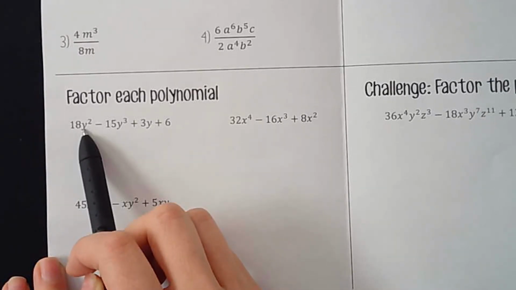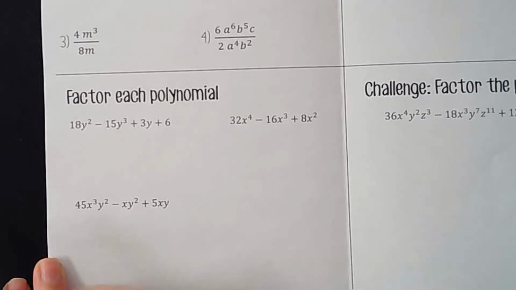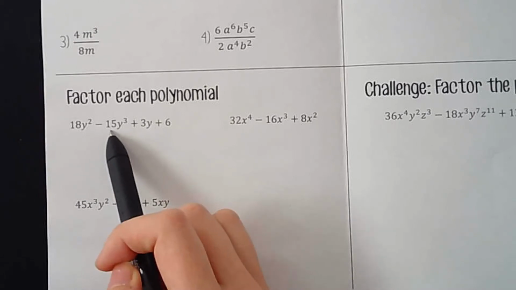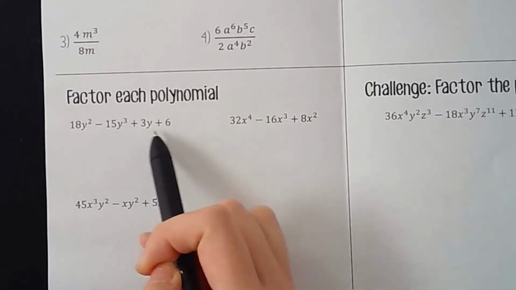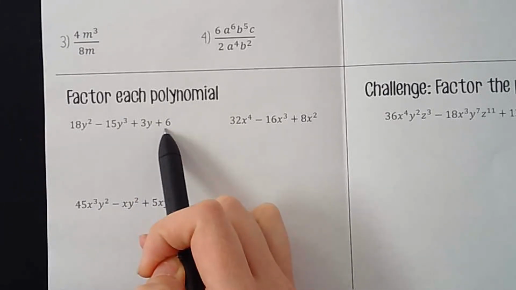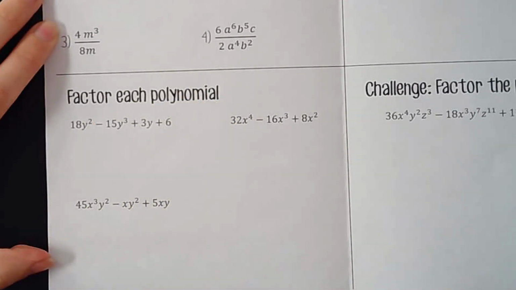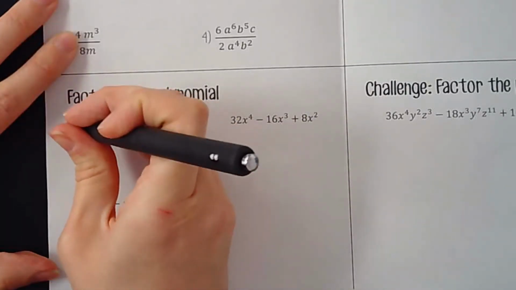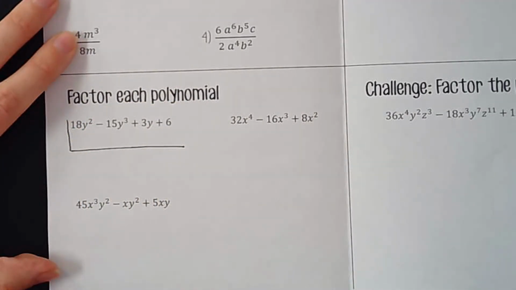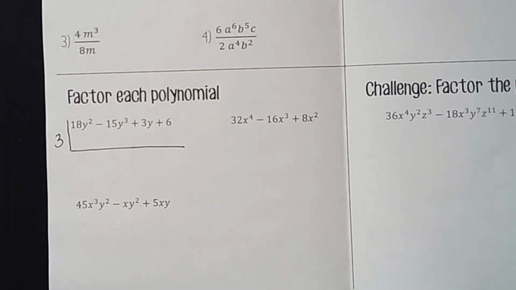So I can't divide them all by y, because not all of my terms have a y. So if I look at the numbers, my coefficients here, I have an 18, a negative 15, a 3, and a 6. Well, I can divide all of these numbers by 3. So that's where I'm going to start. I will factor out a 3. So when I factor this out, I'm going to set this up to divide. So I'm going to draw an upside down division box, and I'm dividing each of these terms by 3.